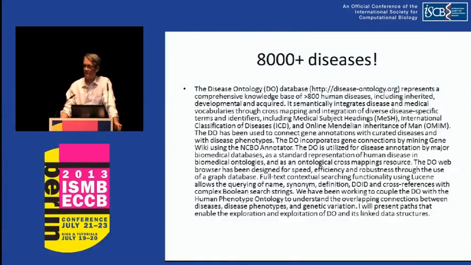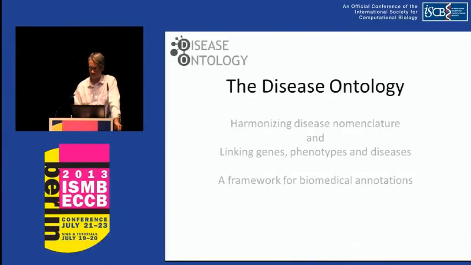So I did notice there was a rather large typo in the abstract. Disease ontology has more than 8,000, not 800 diseases, and I apologize for not catching that a little earlier. The disease ontology itself is really about harmonizing our description of disease and making it easier to couple information from various sources to the concept of disease.